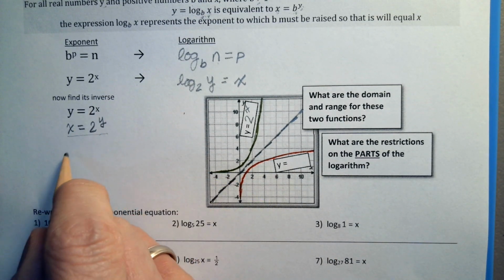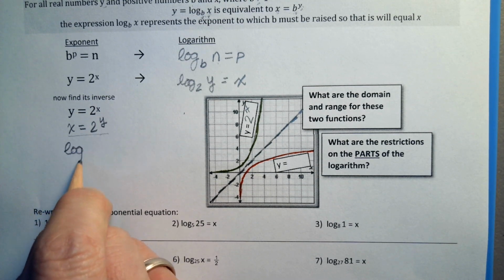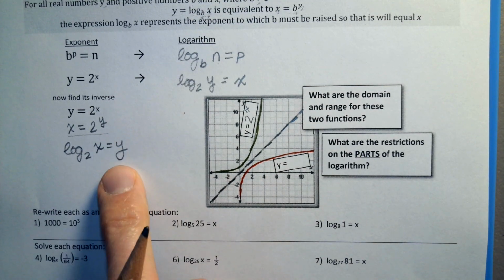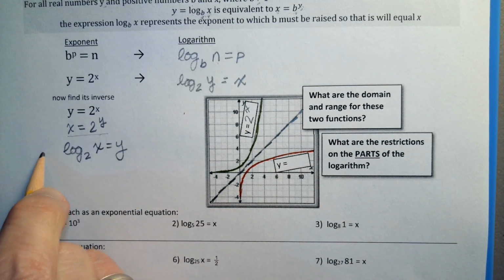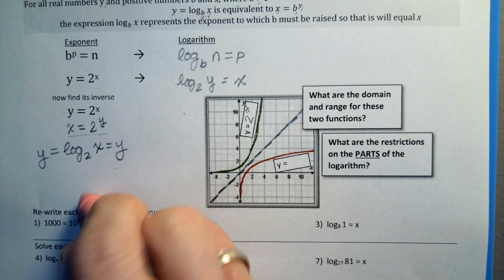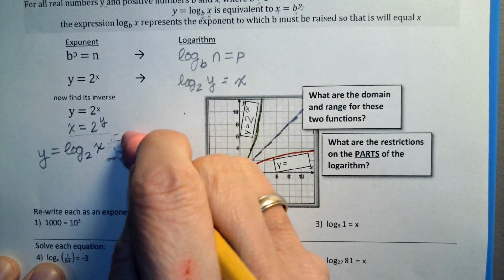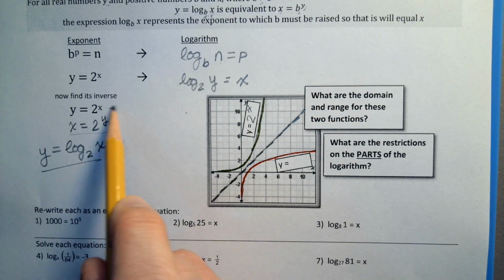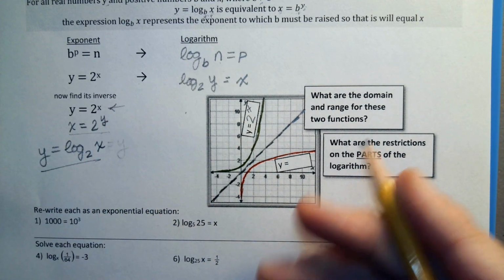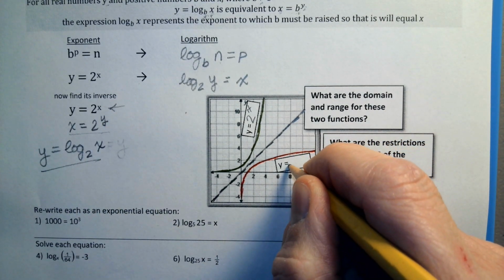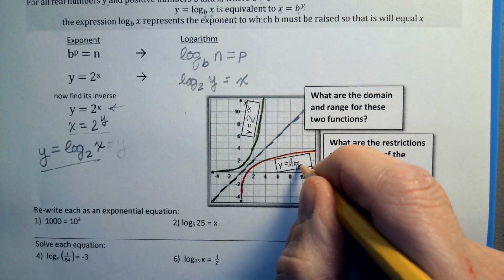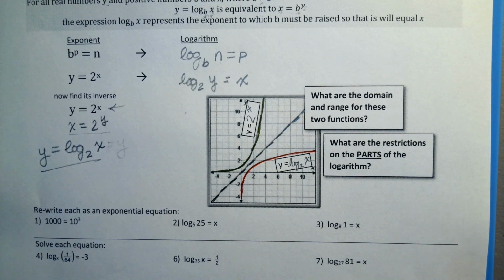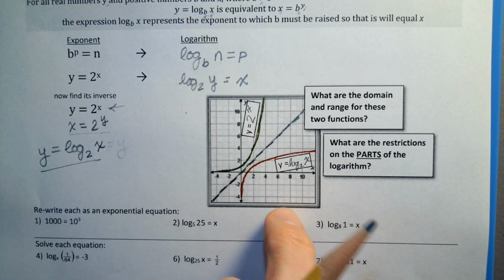Remember, the base is the base, so log base 2 of x equals y. So I've gotten the y by itself. And you might write the y over on the left because that's kind of what we're used to. So that is the inverse of that function. And you can see that's what we've got here. This is y is equal to log base 2 of x. All right, so these are inverse functions of each other.